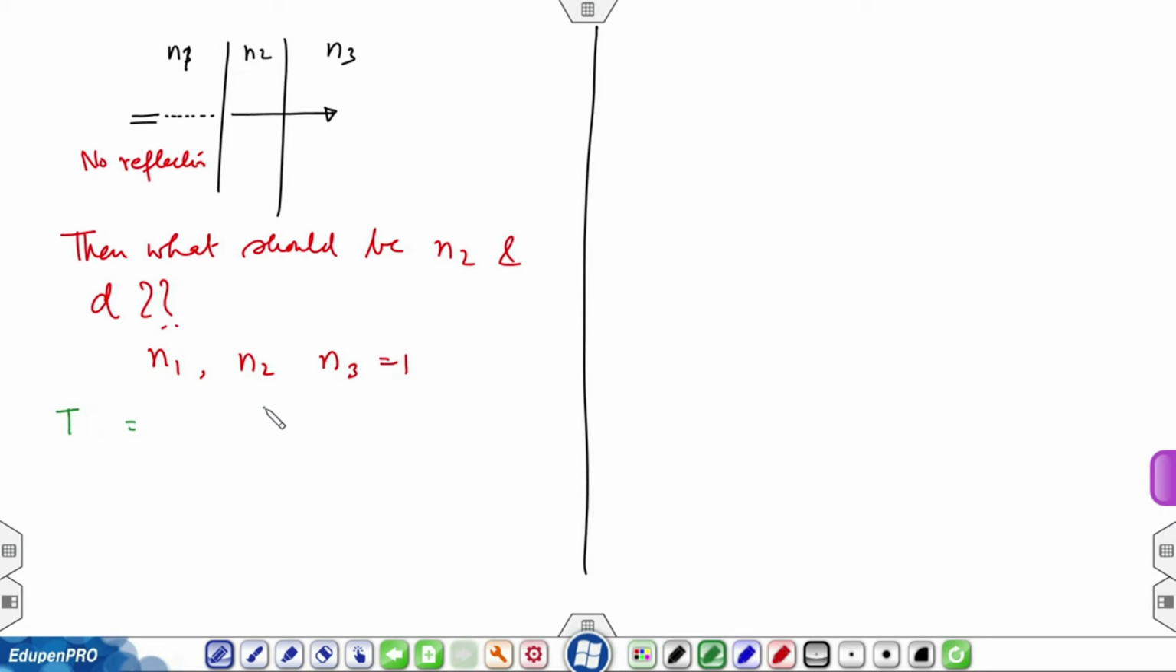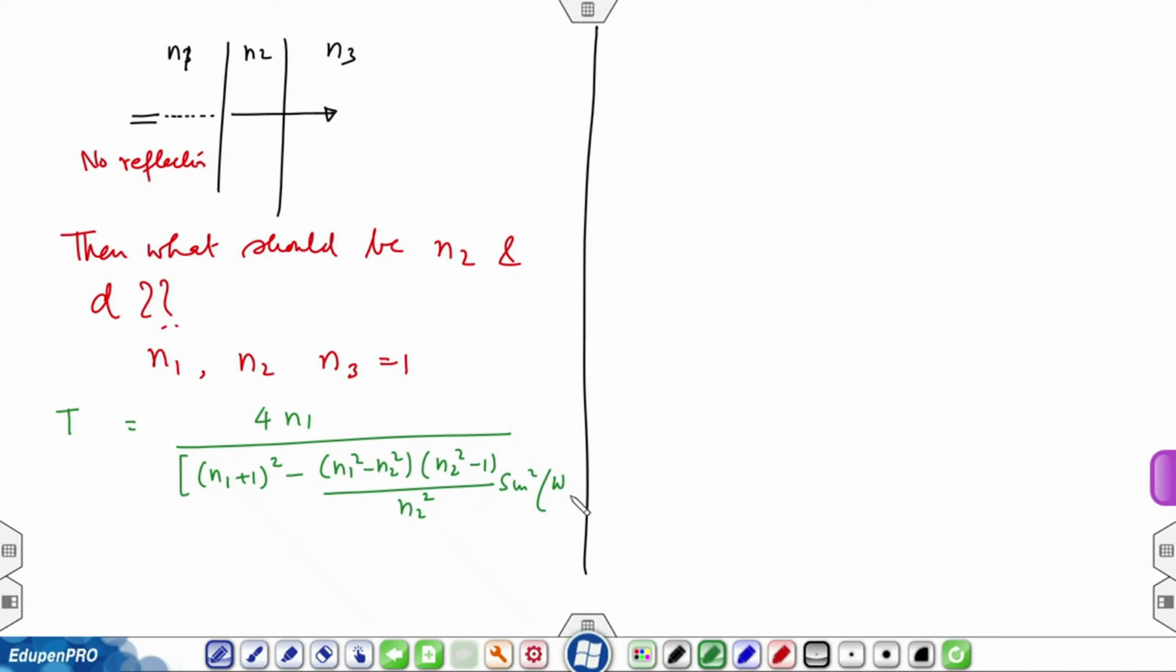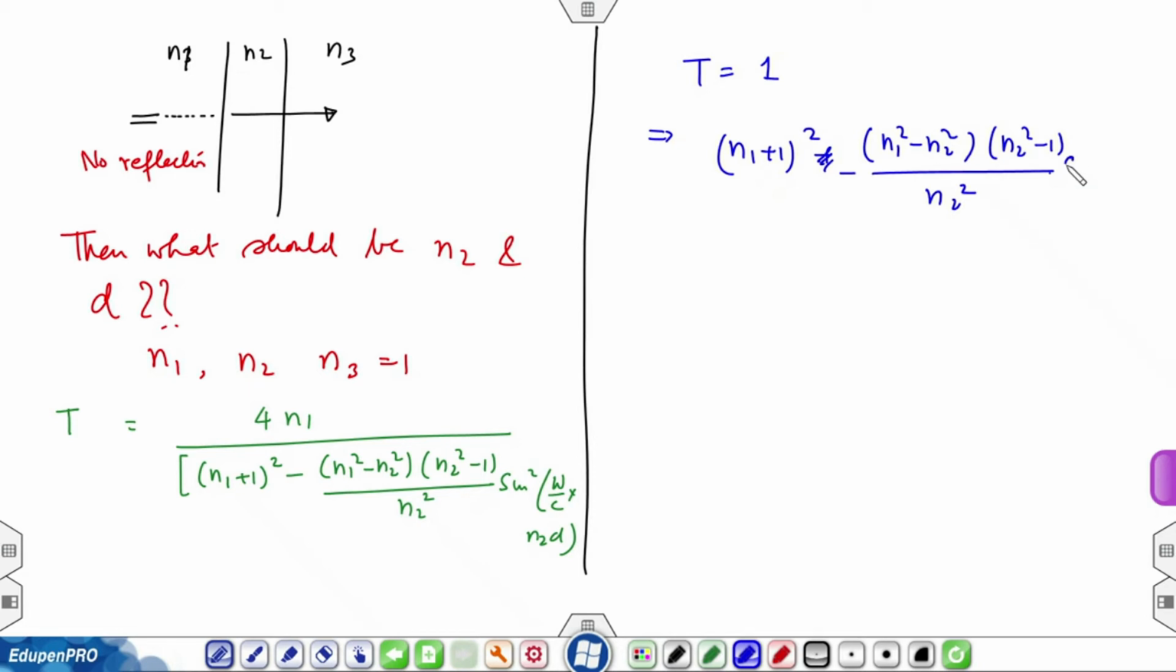the transmission coefficient that we just calculated becomes 4N1 divided by N1 plus 1 square minus N1 square minus N2 square, N2 square minus 1 divided by N2 square sine square omega over c times N2 D. And we want that t be 1, and this means I want N1 plus 1 square plus N1 square minus N2 square with a minus sign times N2 square minus 1 divided by N2 square times sine square omega N2 D over c to be equal to 4N1.